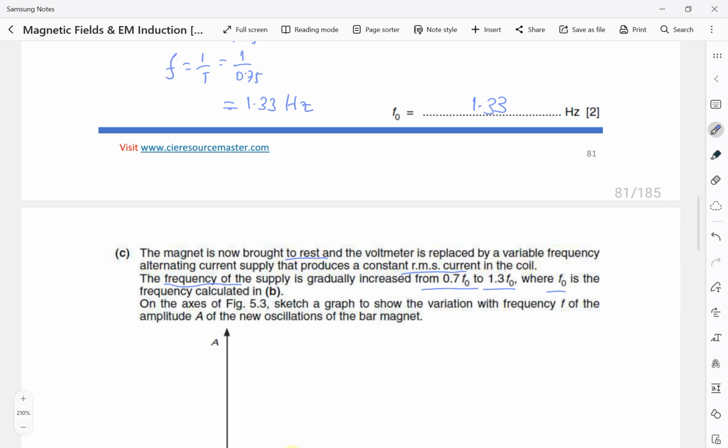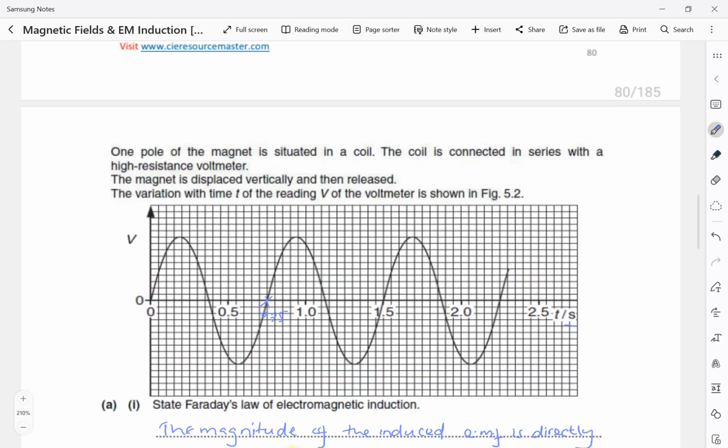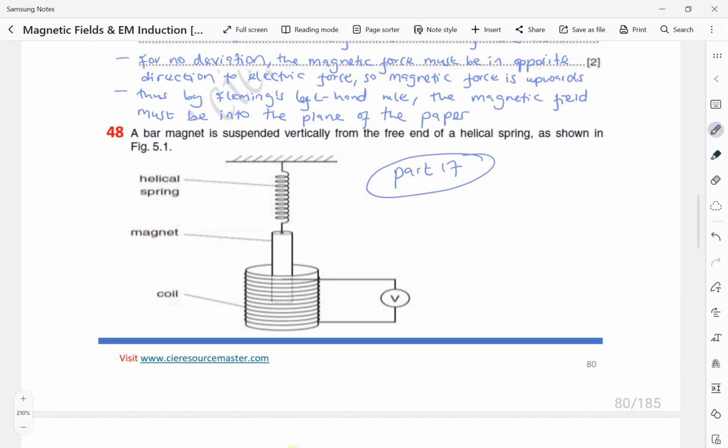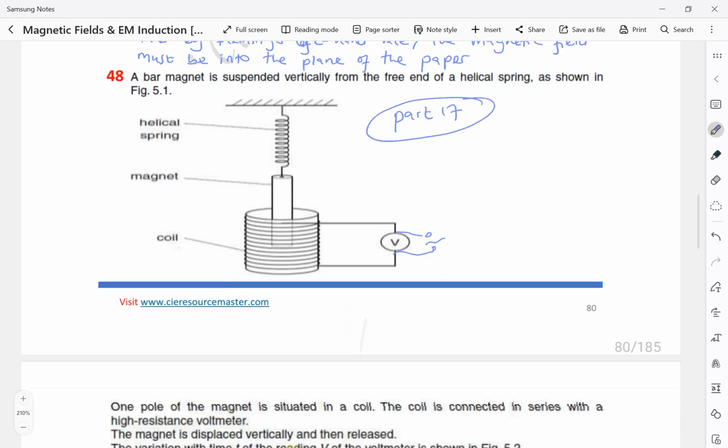So the magnet is now brought to rest, and the voltmeter is replaced by a variable frequency alternating current supply. Where we have the voltmeter, there's now a variable frequency alternating supply, which is now going to cause damping. That means there is alternating current in the coil, but the magnet is at rest.